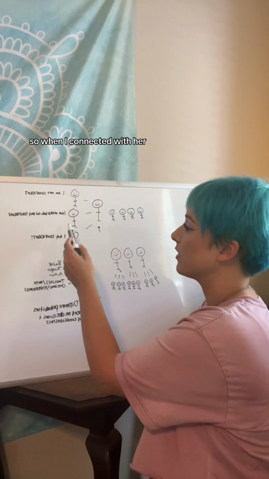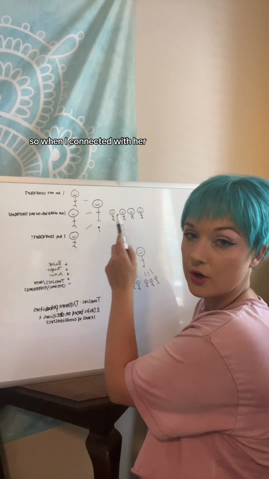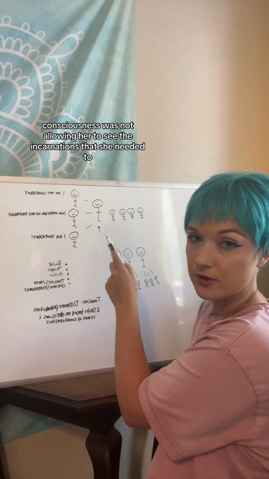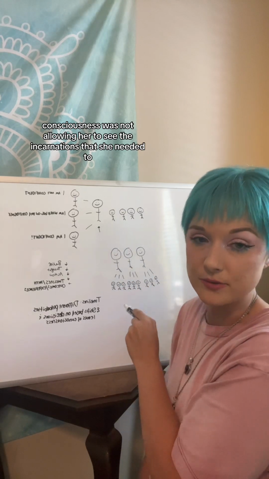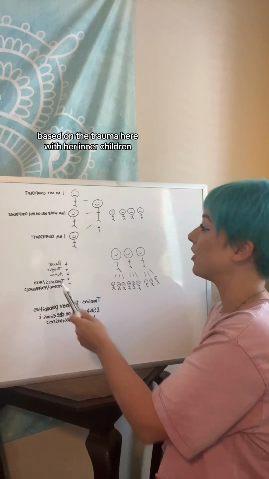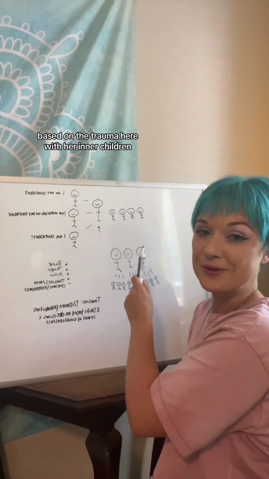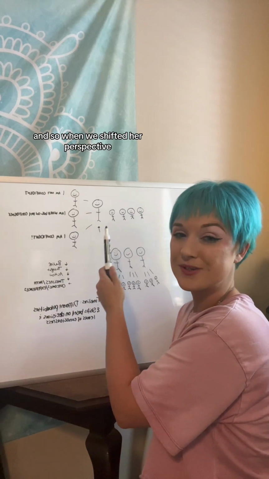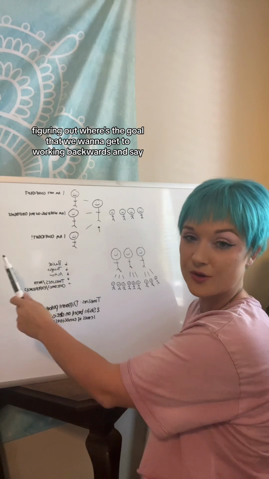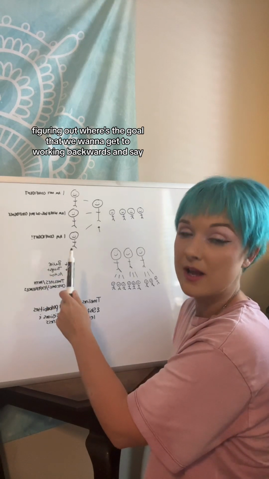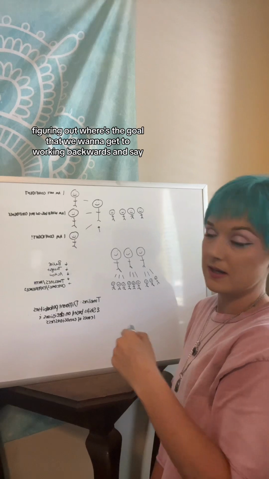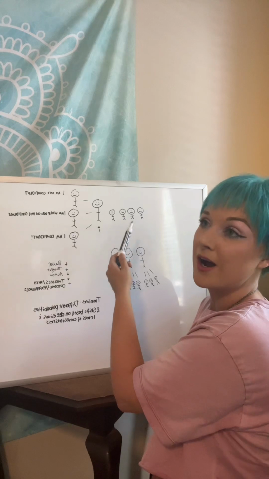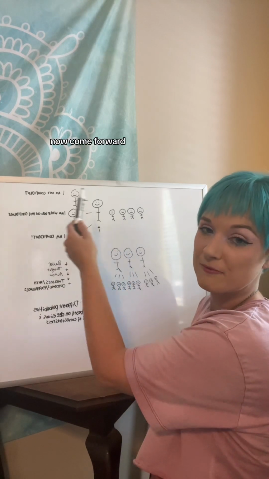So when I connected with her, her present day consciousness was not allowing her to see the incarnations that she needed to in order to shift, based on the trauma here with her inner children. And so when we shifted her perspective, figuring out where's the goal that we want to get to, working backwards and saying, okay, well, what's blocking you back here with your inner children? Okay, figure that out. Now come forward.